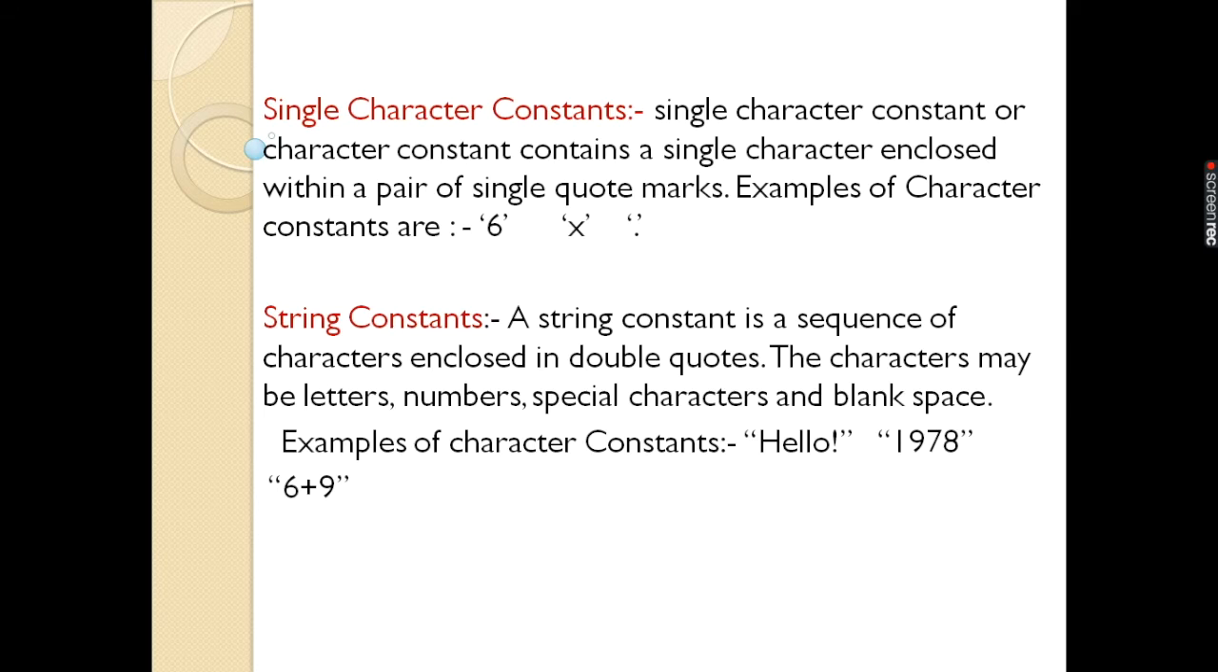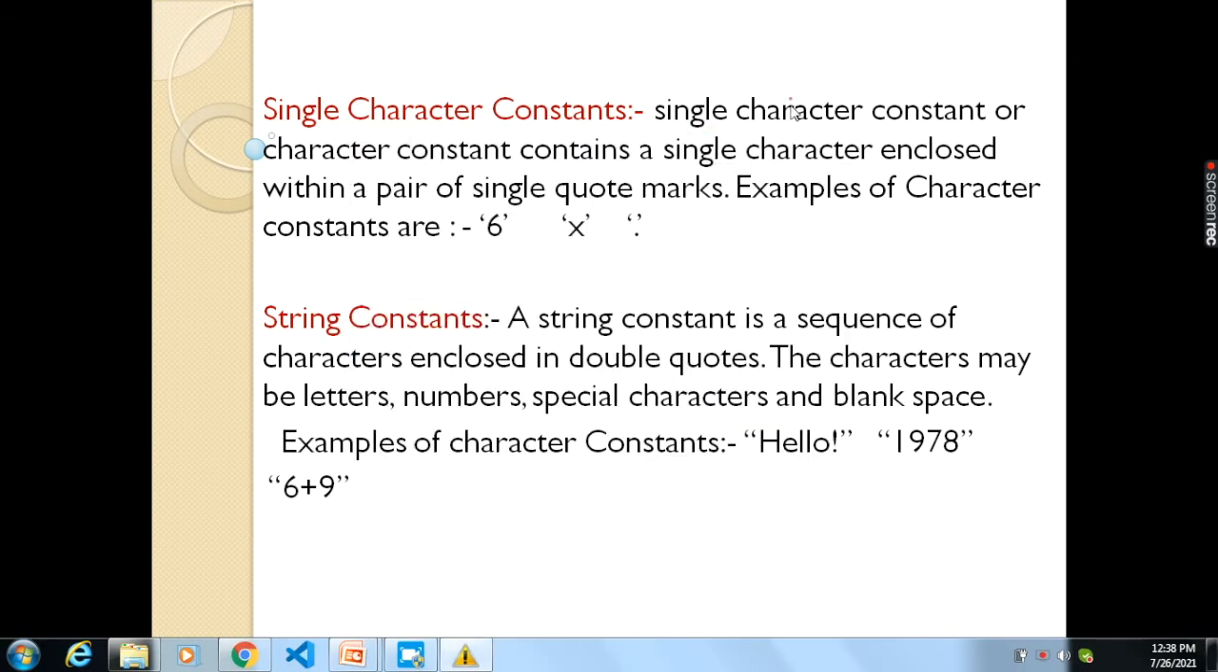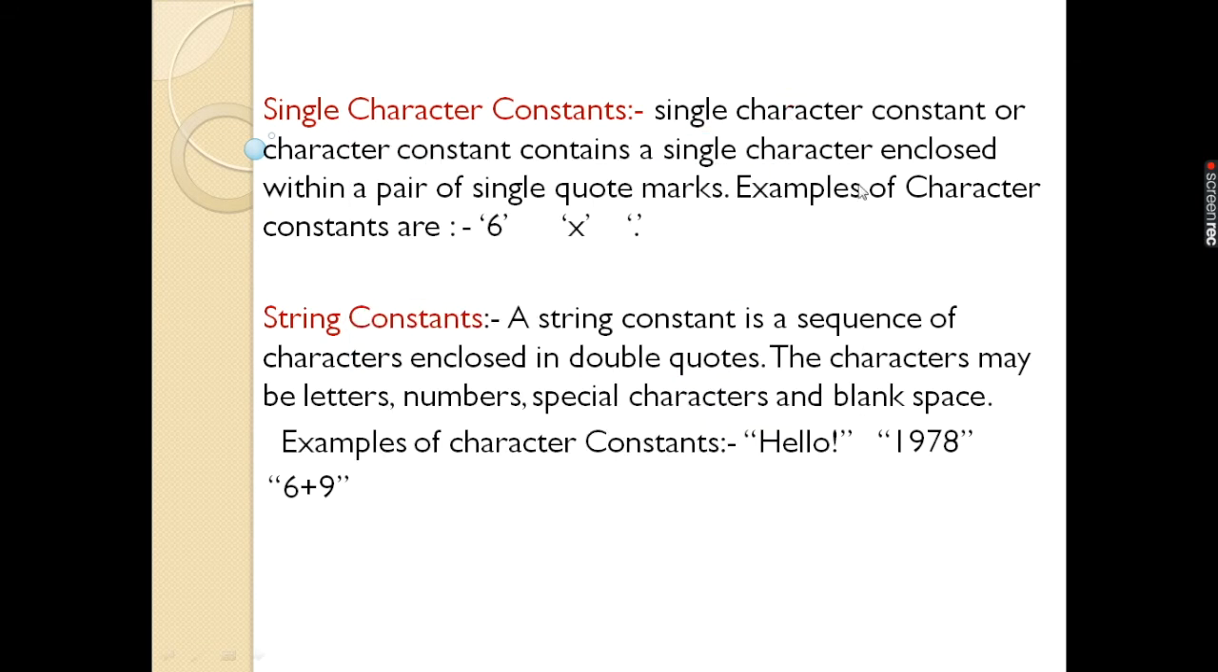And what is a string constant? A string constant is a sequence of characters enclosed in double quotes. The characters may be letters, numbers, special characters and blank spaces. Examples of string constants: "hello" within double quotes, "1978" within double quotes, "6+9" within double quotes.